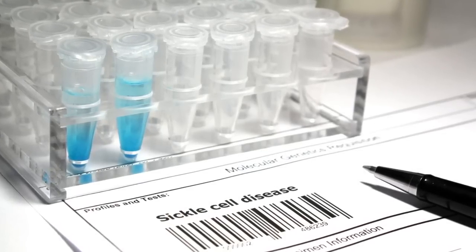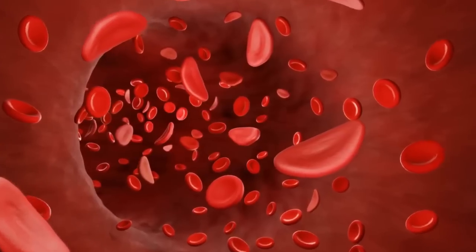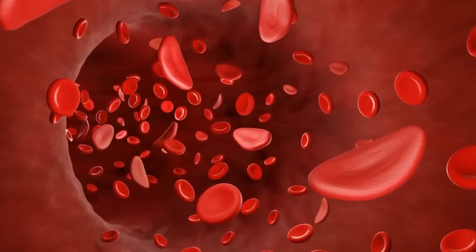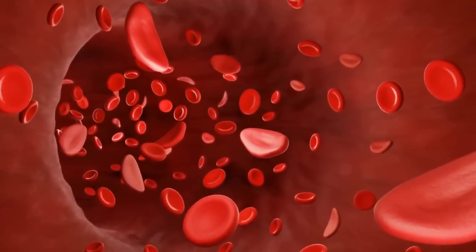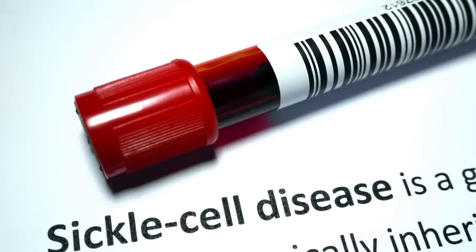Sickle cell disease is a genetic disorder characterized by the presence of abnormal hemoglobin, the protein responsible for carrying oxygen in red blood cells. Sickle cell disease is caused by a mutation in the hemoglobin gene, resulting in the production of abnormal hemoglobin called hemoglobin S, HbS. This mutation causes red blood cells to become sickle-shaped when oxygen levels are low.